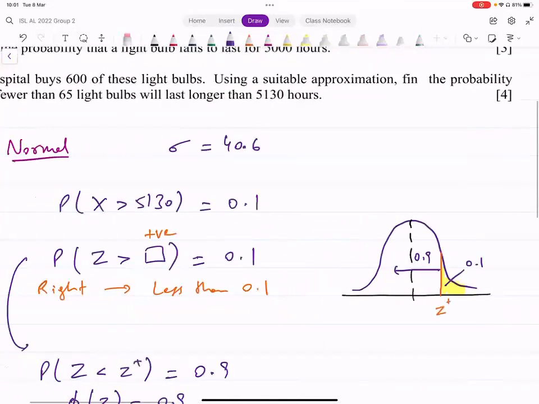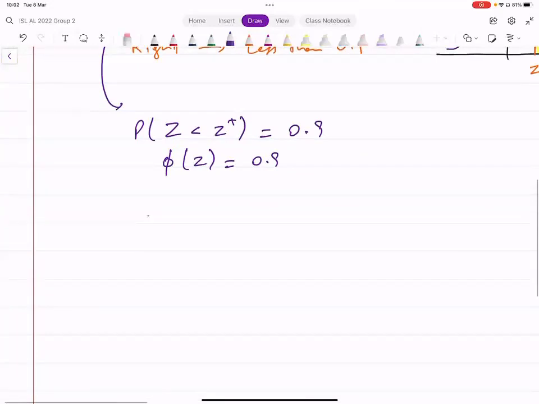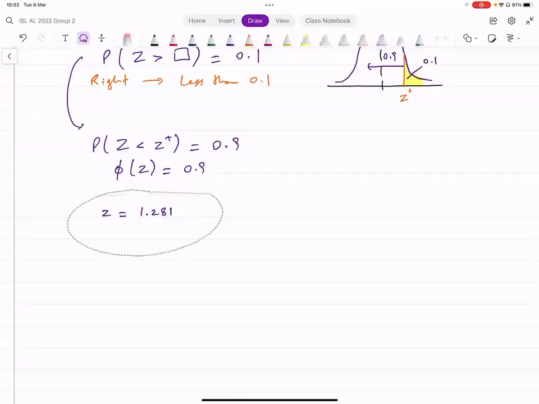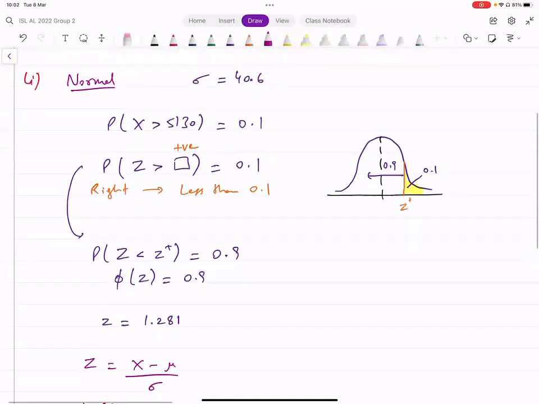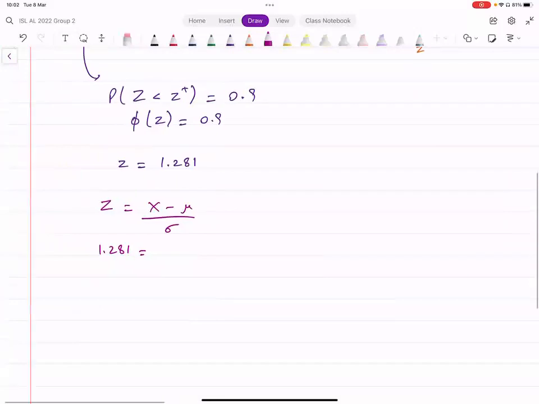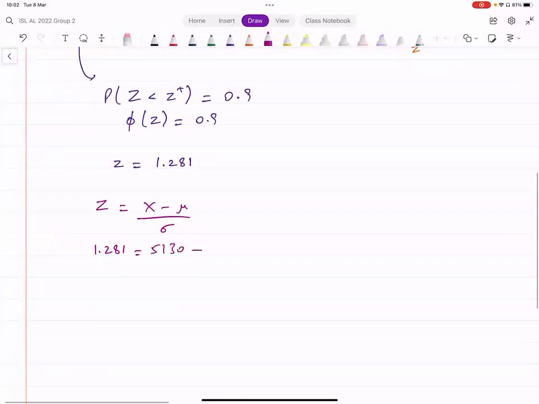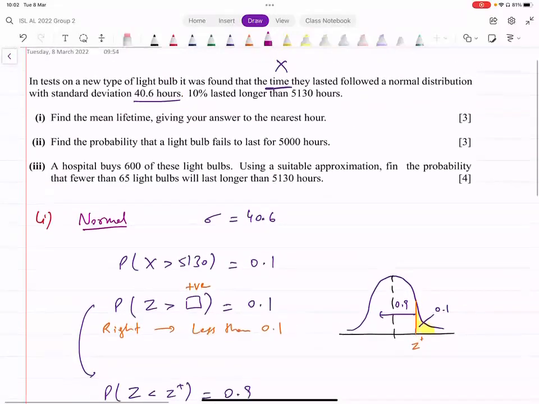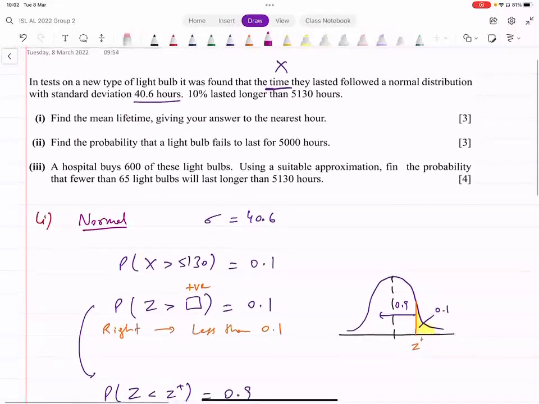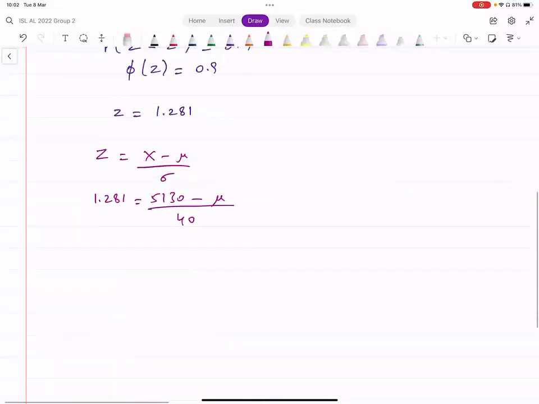Let's go back here. We say z is equal to 1.281. This is the value of z. Was z positive or negative? We figured out that z is positive, so we input this positive value of z into the formula: z equals x minus mu over sigma. z is 1.281. What was written in place of x? 5130, minus the mean, we don't know what the mean is, divided by the standard deviation. What was the standard deviation given? 40.6. So that's what we have in the denominator here.